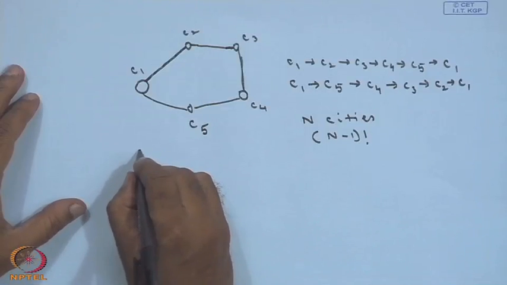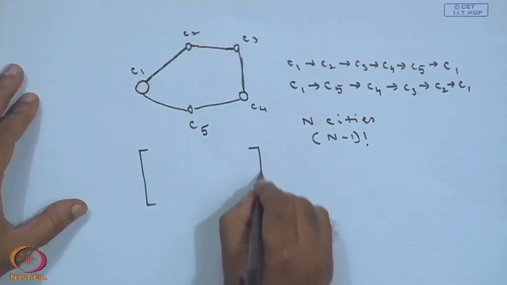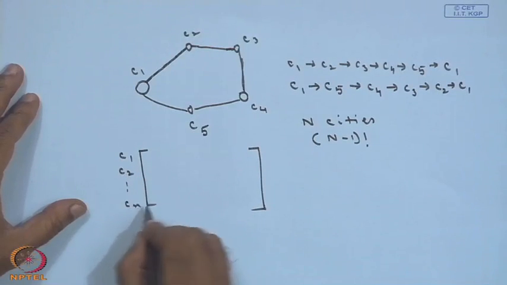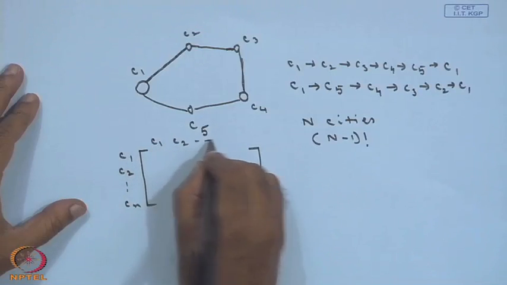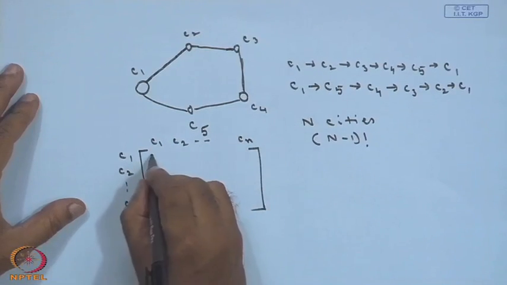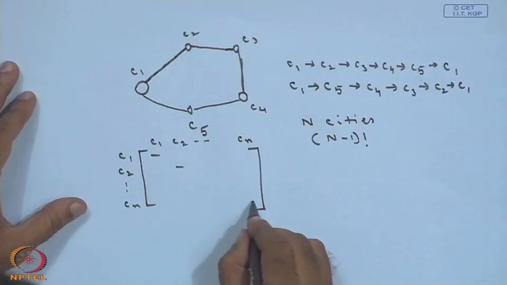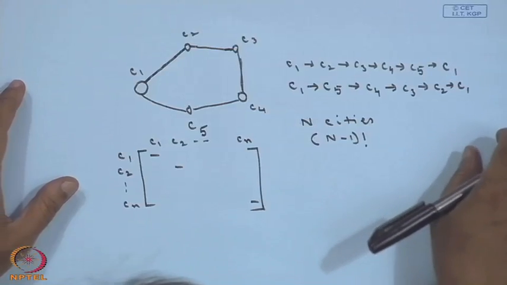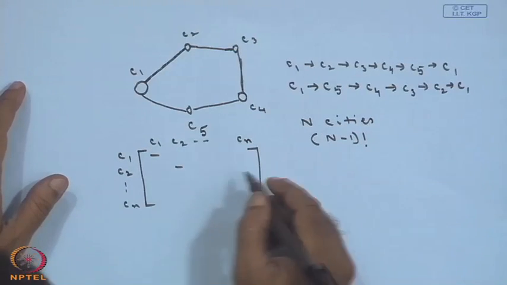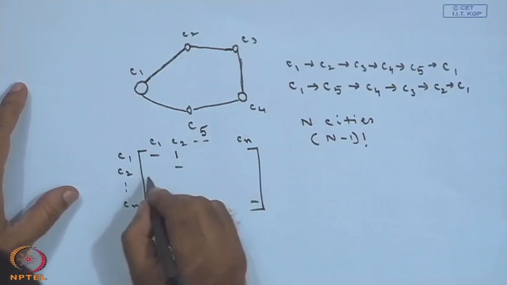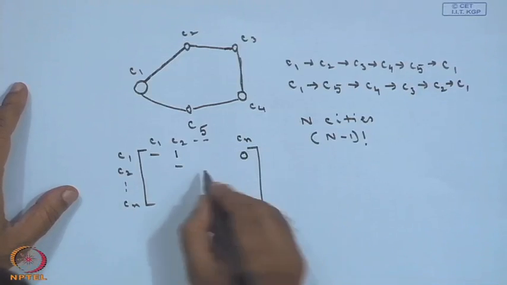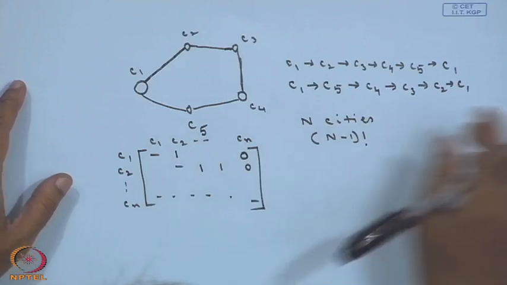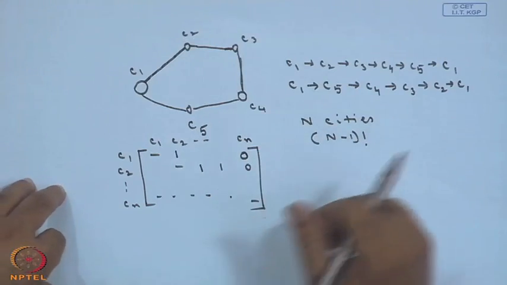Or in other words, I will form a matrix like this, where there will be C1, C2, up to Cn cities. From C1 to C1, C2 to C2, Cn to Cn, nothing will come. From C1 to C2, if we can move, if we can reach, it will be 1, otherwise it will be 0. So, some entries will be 1, some will be 0, and you can formulate one Boolean matrix from here.